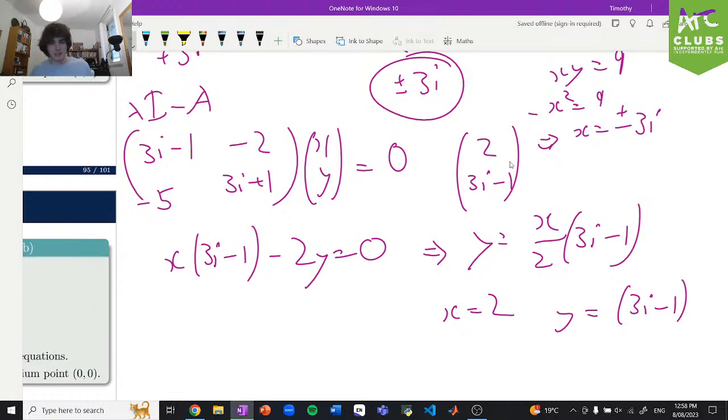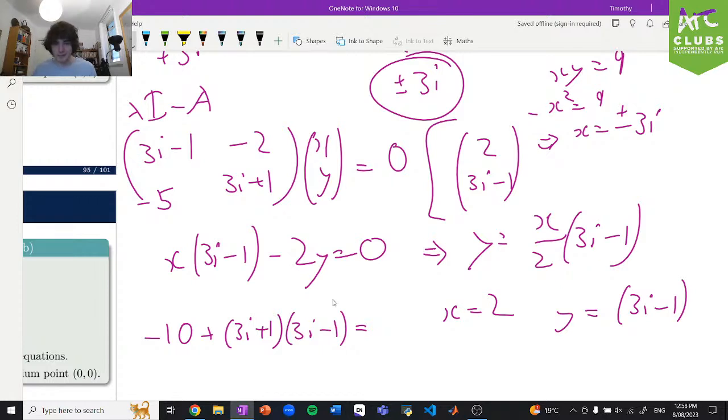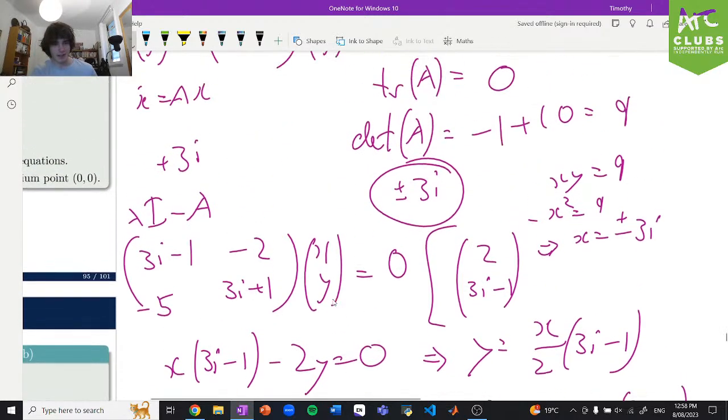Let me just quickly check that this will indeed give us our eigenvector by multiplying that across by the second matrix. So minus 10 plus (3i plus 1) times (3i minus 1) gives us, actually, mental maths. Actually, I'm going to do it on my calculator. (3i plus 1)(3i minus 1) gives us minus 20. Okay, something has gone suspiciously wrong here. What have we done? What have I done? I could have made a mistake at any point in this calculation.